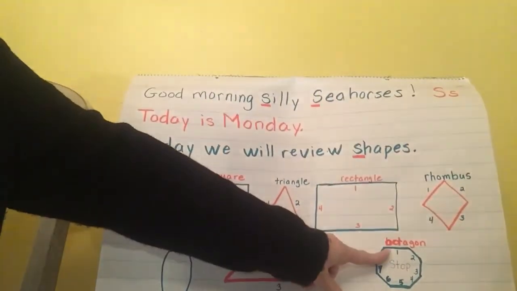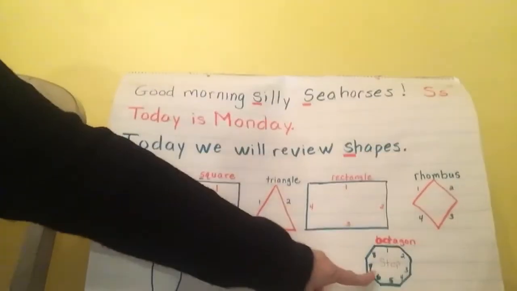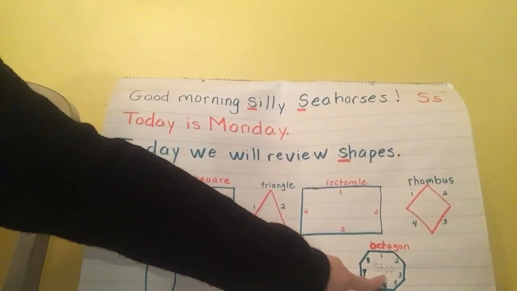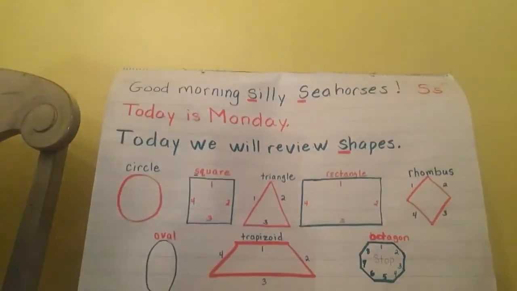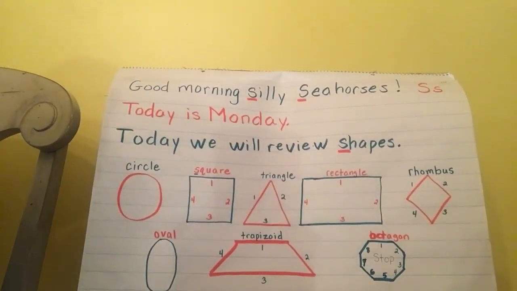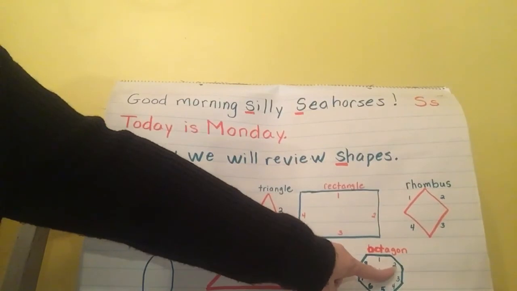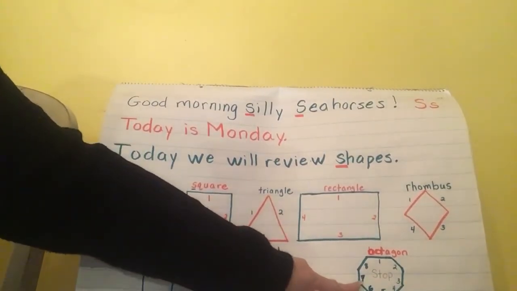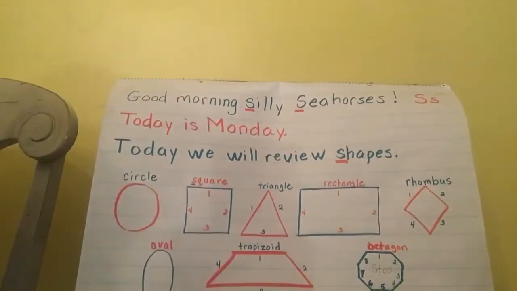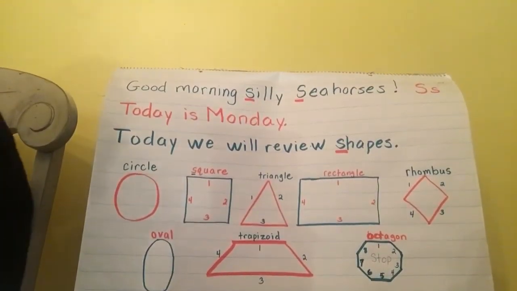And our last shape is the octagon. And the octagon, I wrote a little word in there. It says S-T-O-P, stop. Have you seen a sign like that when you're out in a car somewhere? And the octagon has 1, 2, 3, 4, 5, 6, 7, 8 sides. It's an octagon because octo means 8.